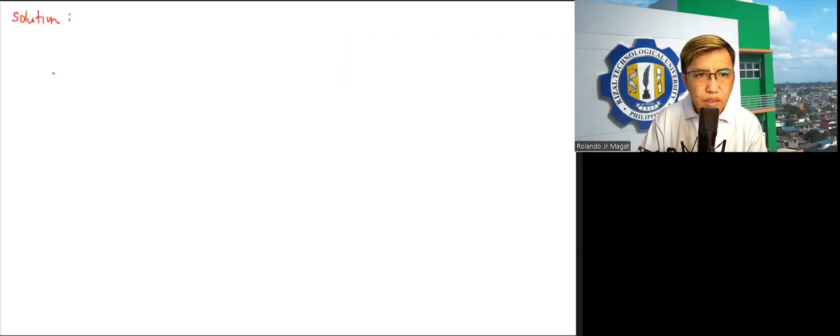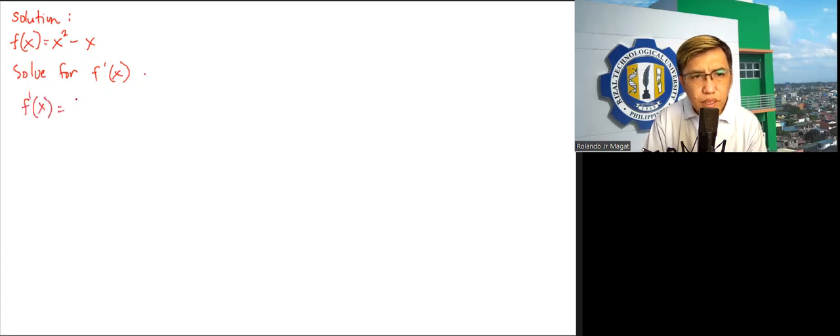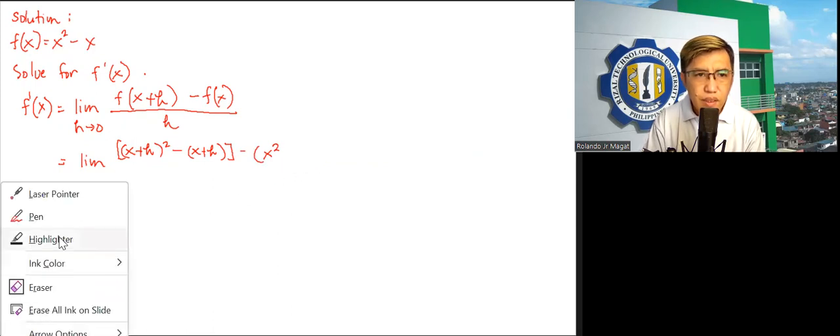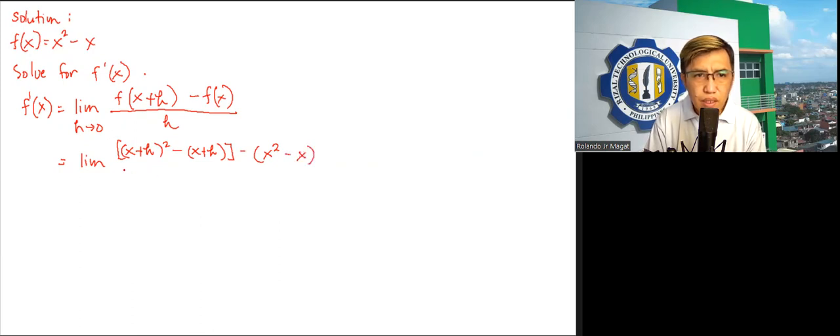So the derivative of the function, we have the function f of x is equal to x squared minus x. So solving for f prime of x, we have f prime of x is equal to the limit of f of x plus h minus f of x all over h as h approaches 0. So let's just plug in. We have the limit of x plus h quantity squared minus x plus h, then minus x squared minus x rather, all over h.